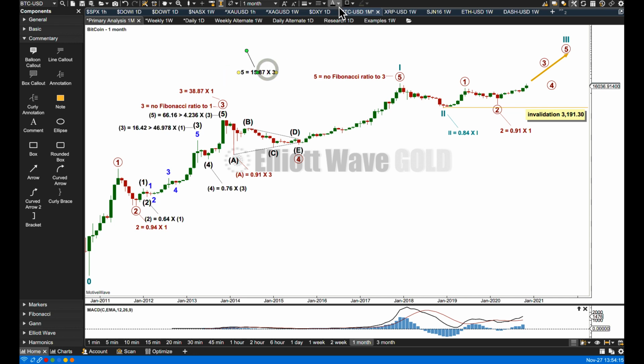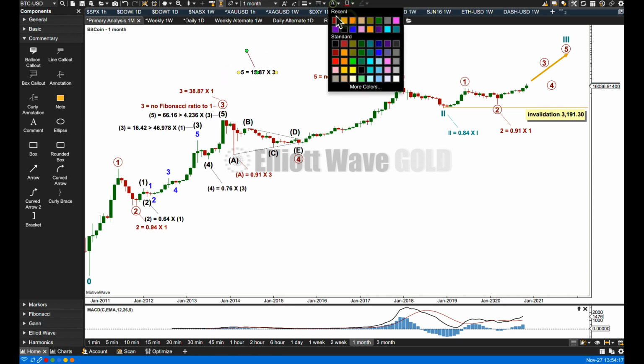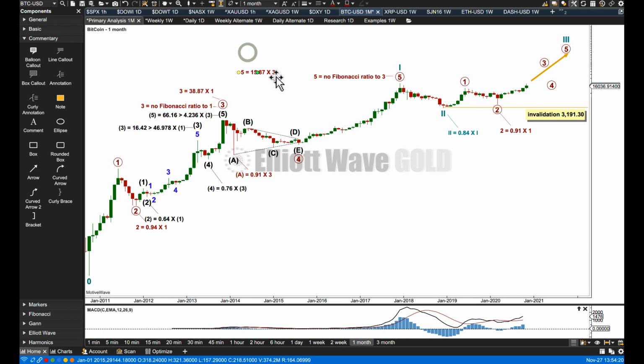So 3 is a lot longer than 1. 5 isn't so long in relation to 3. But what's 5 in relation to 1? This is important information because when we look at cycle degree, we have the length of 1. We know 2 is over and 3 begins, so we know the starting point for 3 and the length of 1. So what could 5 be in relation to 1? So within cycle 1, 5 was 19,674.36 divided by the length of 1, 31.9. It was 616 times the length of 1.